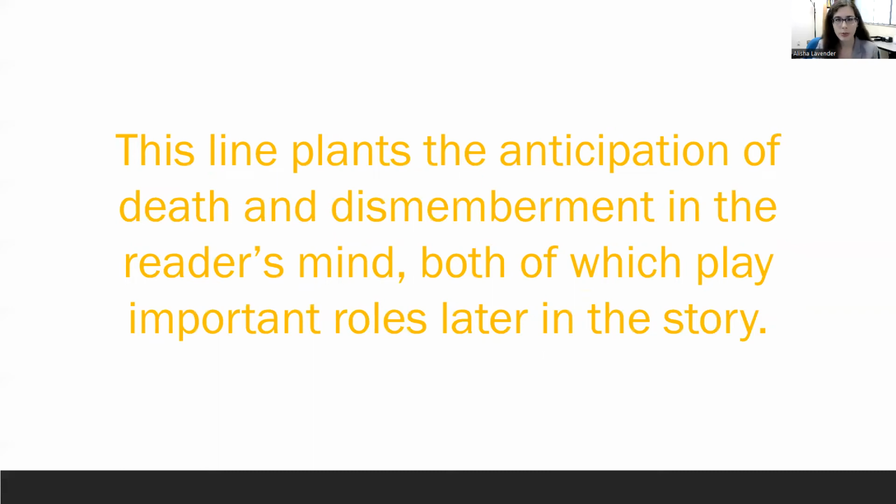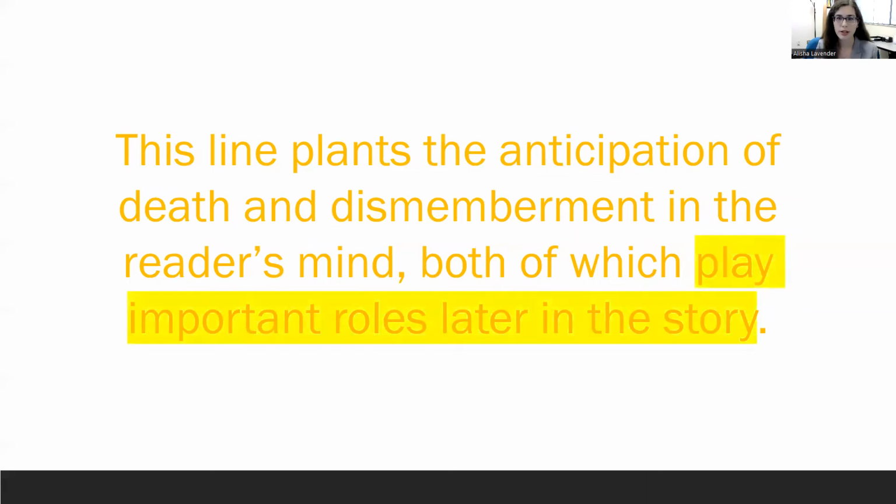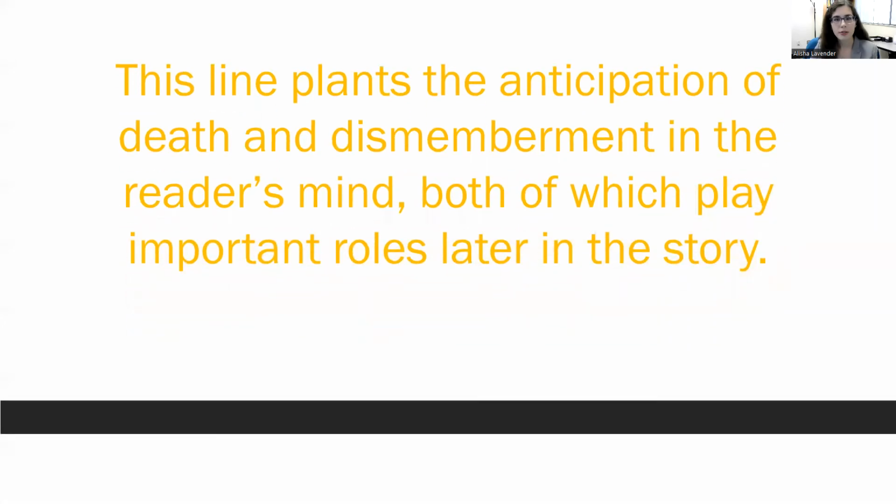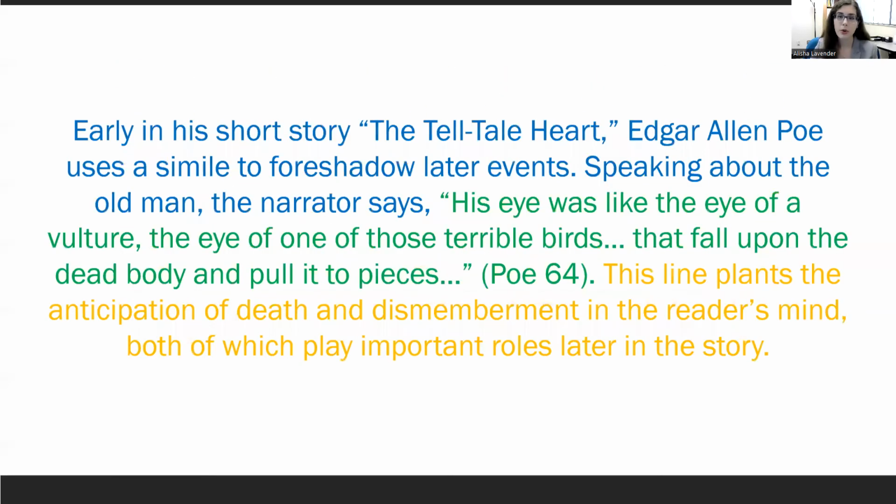Notice that what I say also connects to my introduce section. I mentioned foreshadowing there, and now I am explaining it in more detail. Poe uses this line to point to events at the end of the story and to set the mood. Finally, here is the complete ICEd quote.